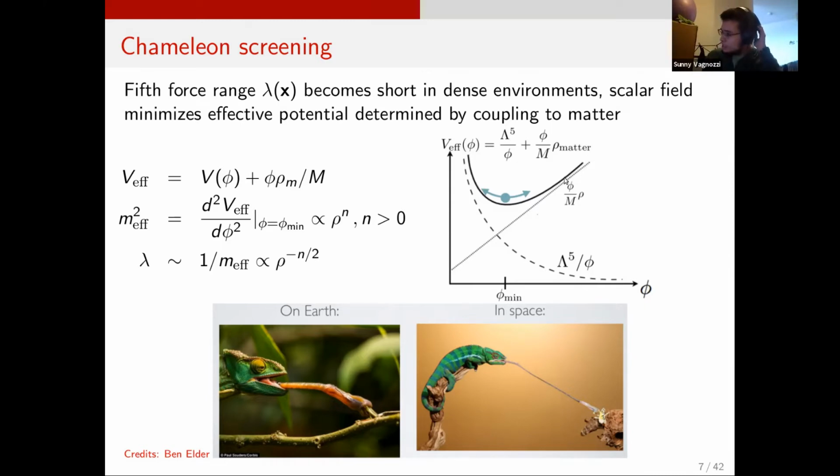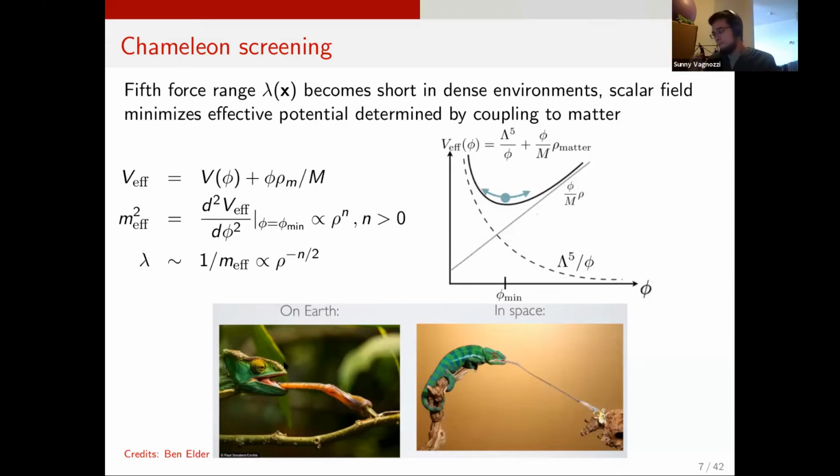This curve here is the effective potential. When your local matter density is higher, this straight line is steeper, and therefore your potential is steeper around the minimum, and therefore your field is heavier, which means that the range is shorter, okay? So essentially in denser environments, your chameleon field becomes heavier, and therefore your fifth force is very short-ranged. So in a very schematic way, what you want is a field which has a long-range fifth force out in space on cosmological scales, but it's very short-ranged on Earth.